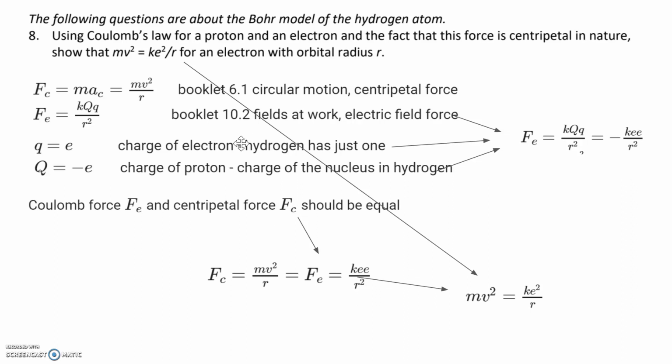Then we can arrive at the equation given by the question. You can do this by multiplying both sides by r to cancel r on this side and the square part on this side. And the e can be combined into e squared. That's it for question number 8.